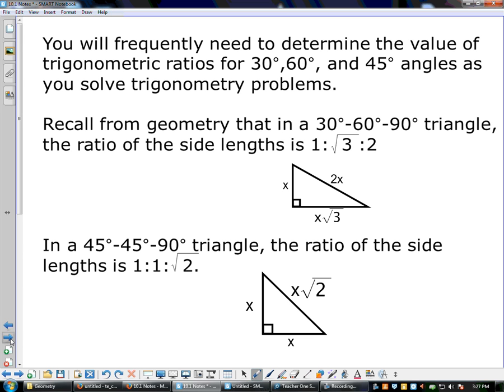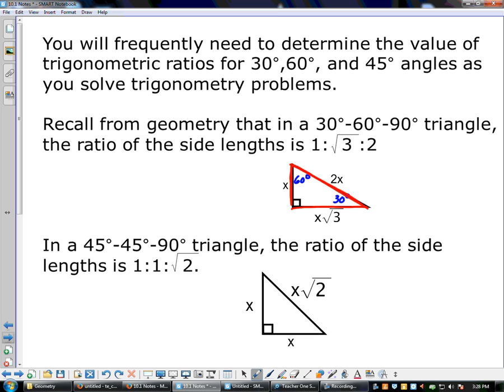So in a 30, 60, 90, if this angle here is 30 degrees and this angle here is 60 degrees, that short leg is going to be the one that's across from the 30. So this is the short leg, we'll call that x. And then that means that the hypotenuse across from the right angle is always going to be double that in a 30, 60, 90, and that's going to be 2x. And the long leg is going to be just that short leg times square root of 3.